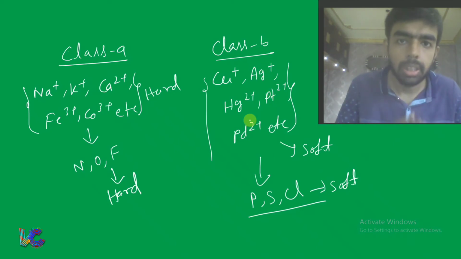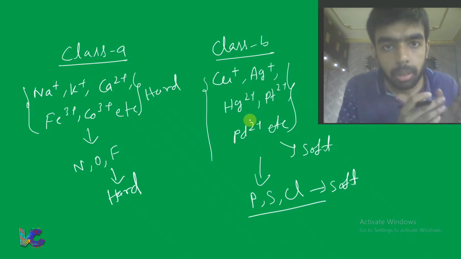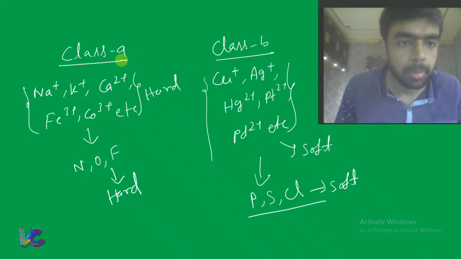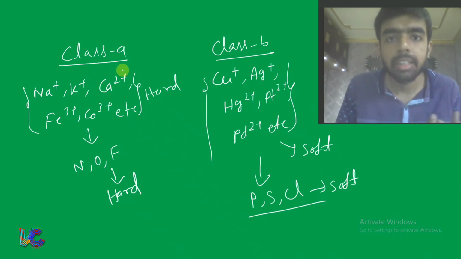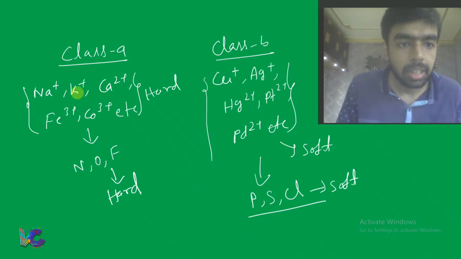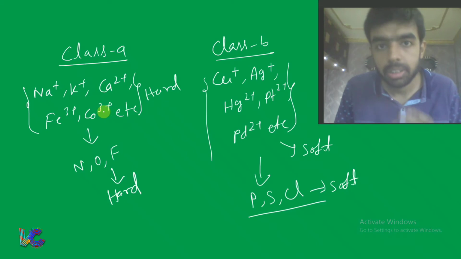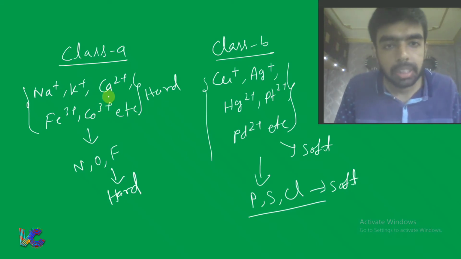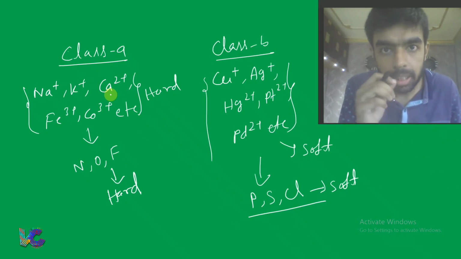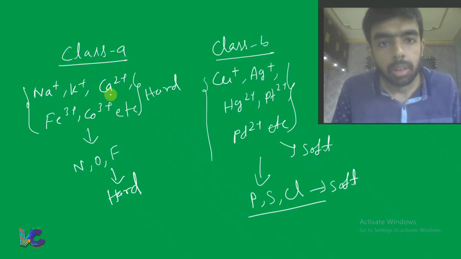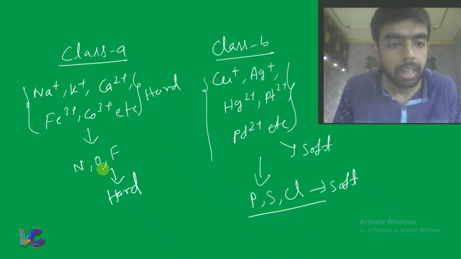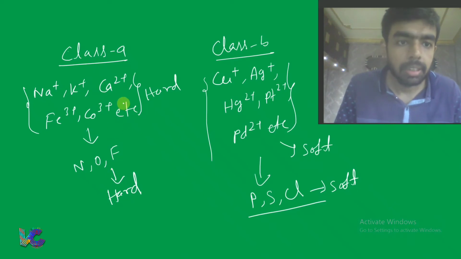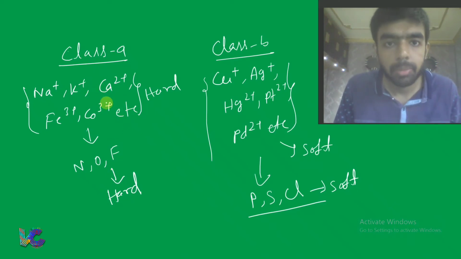So if you closely observe the examples of hard acid, hard base, soft acid and soft base, then you can classify the metals into two categories, class A and class B. Under class A there are Na plus, K plus, Ca2 plus, Fe3 plus, cobalt 3 plus. These are hard metals. Now you know from the HSAB principle that hard metals prefer to combine with hard ligand, meaning the ligand consisting of N, O or F atoms.